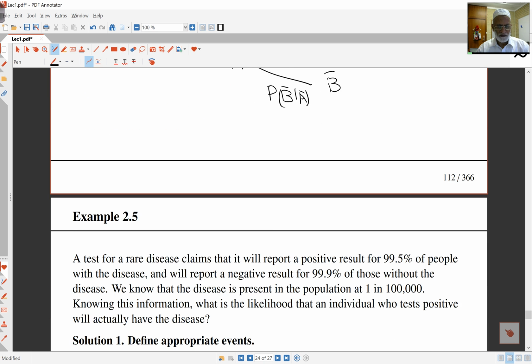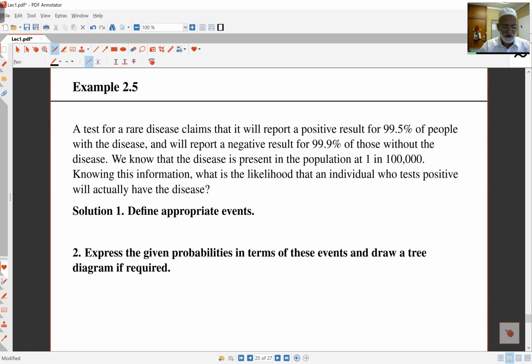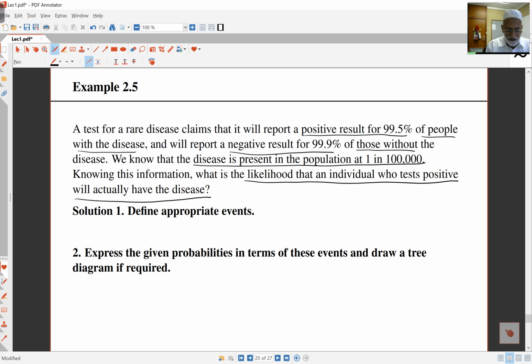Let's take a look at an example. Here we've got a test for a rare disease that claims it will report a positive result 99.5% of the time for people with the disease, and will report a negative result 99.9% of the time for those without the disease. And we know the disease is present in the population at 1 in 100,000. So knowing this information, what I want to know is this: what's the likelihood that an individual who tests positive will actually have the disease?